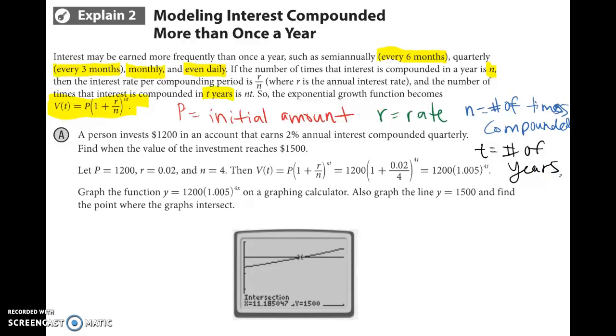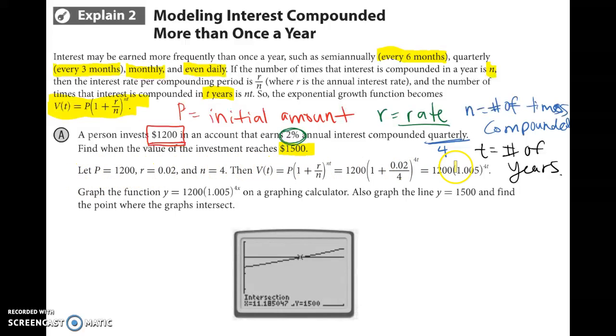So when you're reading this, let's identify it. So it says a person invests $1,200 into an account. That's your initial amount. And it earns, or in an account that earns 2%, so that's my rate. And it says earns annual interest compounded quarterly, so quarterly. We're talking about how many times per year. Well, quarterly, there's 4 times per year. And it says find when the value of the investment reaches $1,500. So when will my total amount equal $1,500?